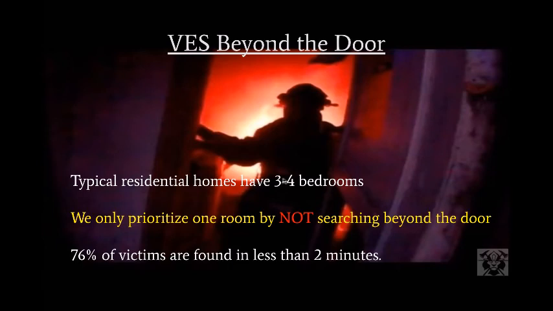From a private dwelling standpoint, our bread and butter, especially down here in my area, if I'm searching inside and Duffy, let's just say you're outside at that window, and I get in that room, I get low, I scan. I get to the hallway, and I want to do a VES beyond the door. All I have to do is bump Sean up: hey, Sean, come up to me. Sean comes inside, he bumps up, and we're doing essentially a primary search just from the outside.